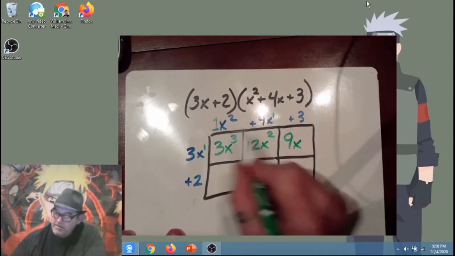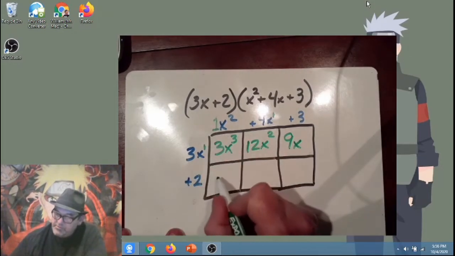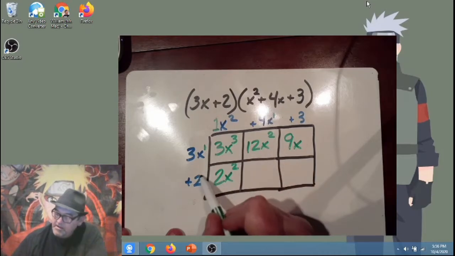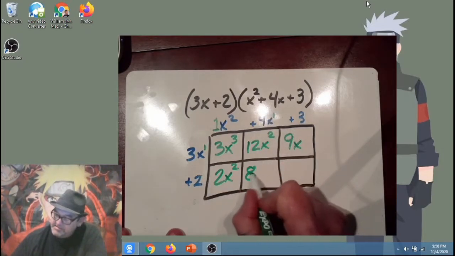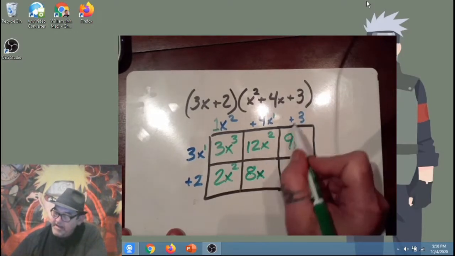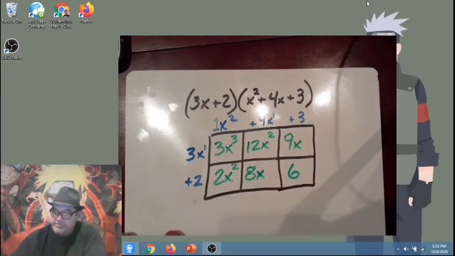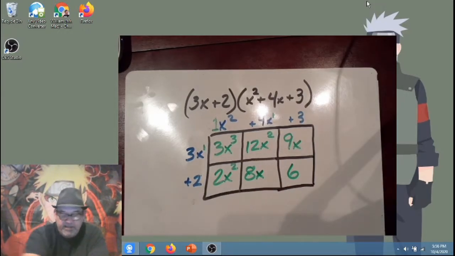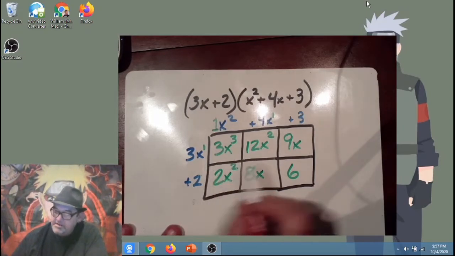Let's go to this box. 2 times 1 is 2, and x squared just stays x squared. 2 times 4 is 8, and x times nothing just stays x. And then last, 2 times 3 is just regular numbers, that's a 6. So here's my answer here, and just like with binomials, the very last step that I do is combine like terms.